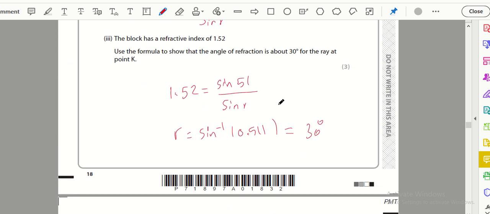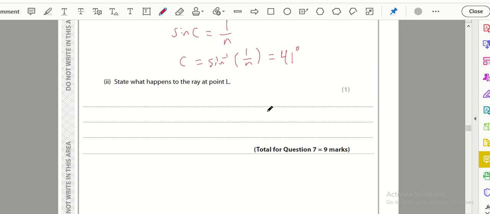Okay, so there is total internal reflection.